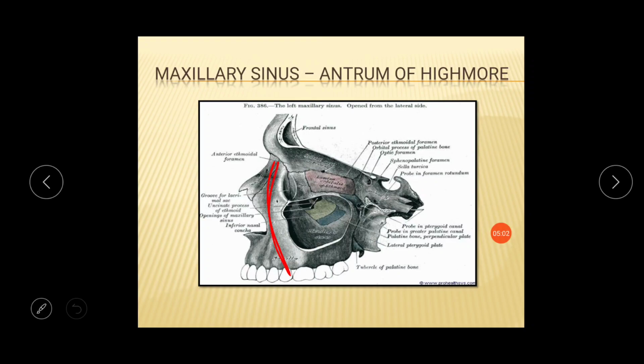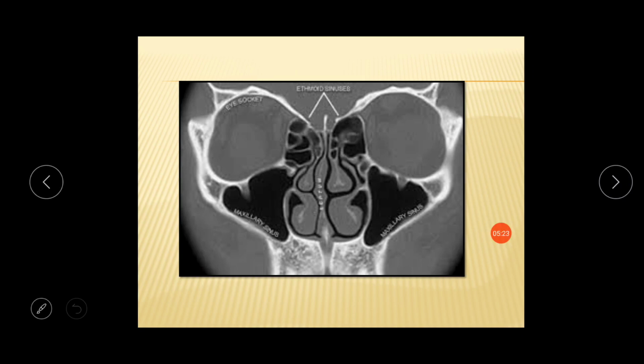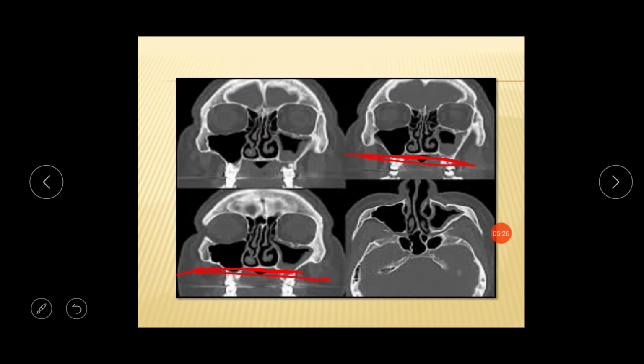Anterior surface is formed by the facial surface of the maxilla, and posterior surface is formed by the infratemporal fossa. These are the coronal cuts of maxillary sinus, in which you can see that the right maxillary sinus is normal and air filled, but here in the left maxillary sinus you can see some pus collection which is suggestive of maxillary sinusitis.